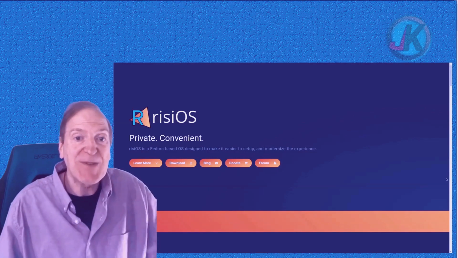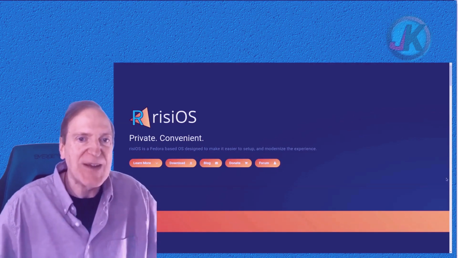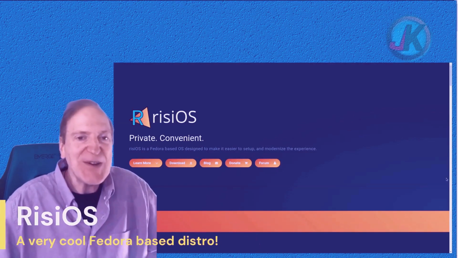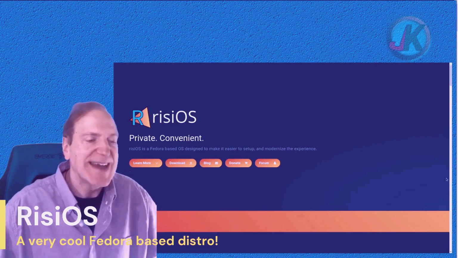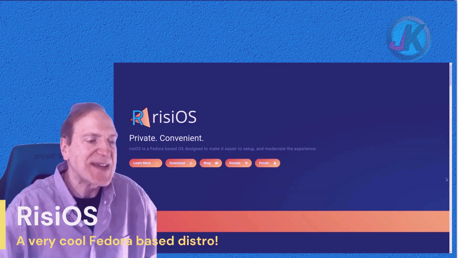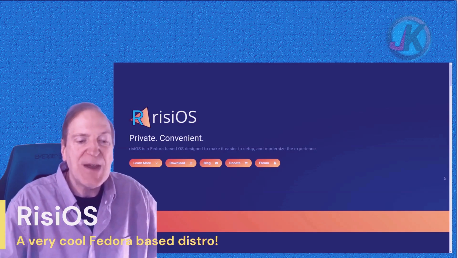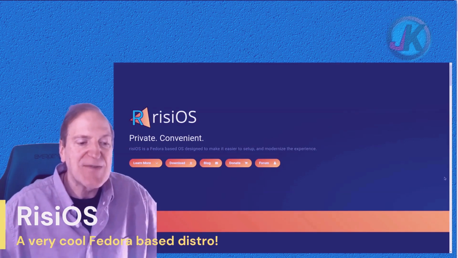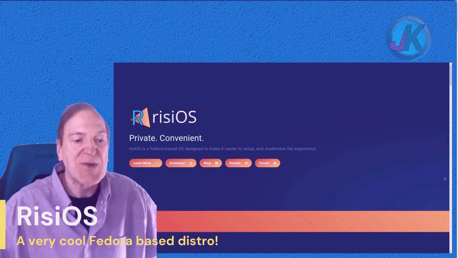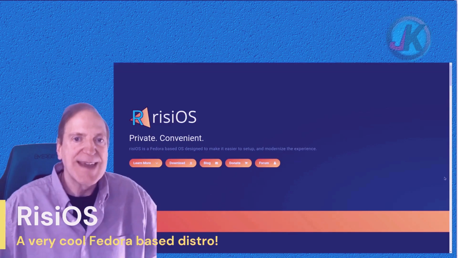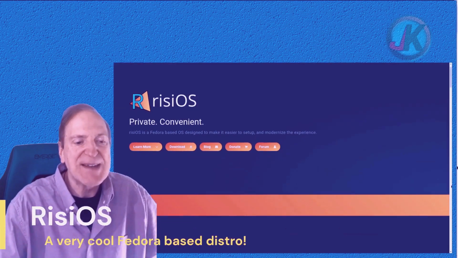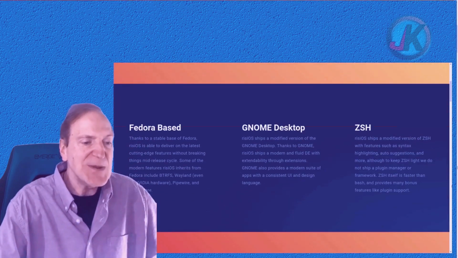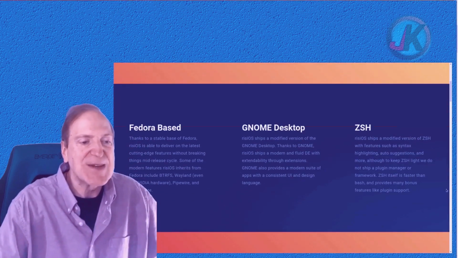I think that's how it's pronounced, Risi, or R-I-S-I, or R-I-C. I'm going to go with Risi. RisiOS is based on Fedora, and that has already piqued my attention. As far as I can tell, this is a version of Fedora that's already set up, so you have a good modern experience with the codecs enabled and RPM Fusion and all the good stuff already done for you. Something I think might be interesting to look at.